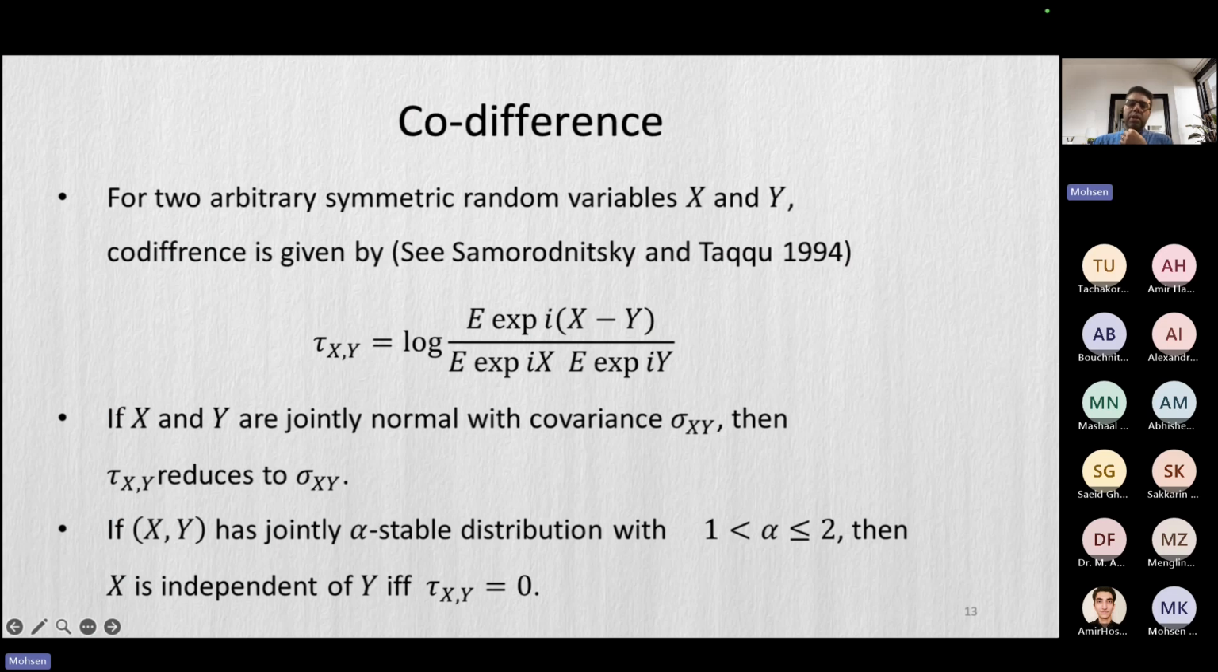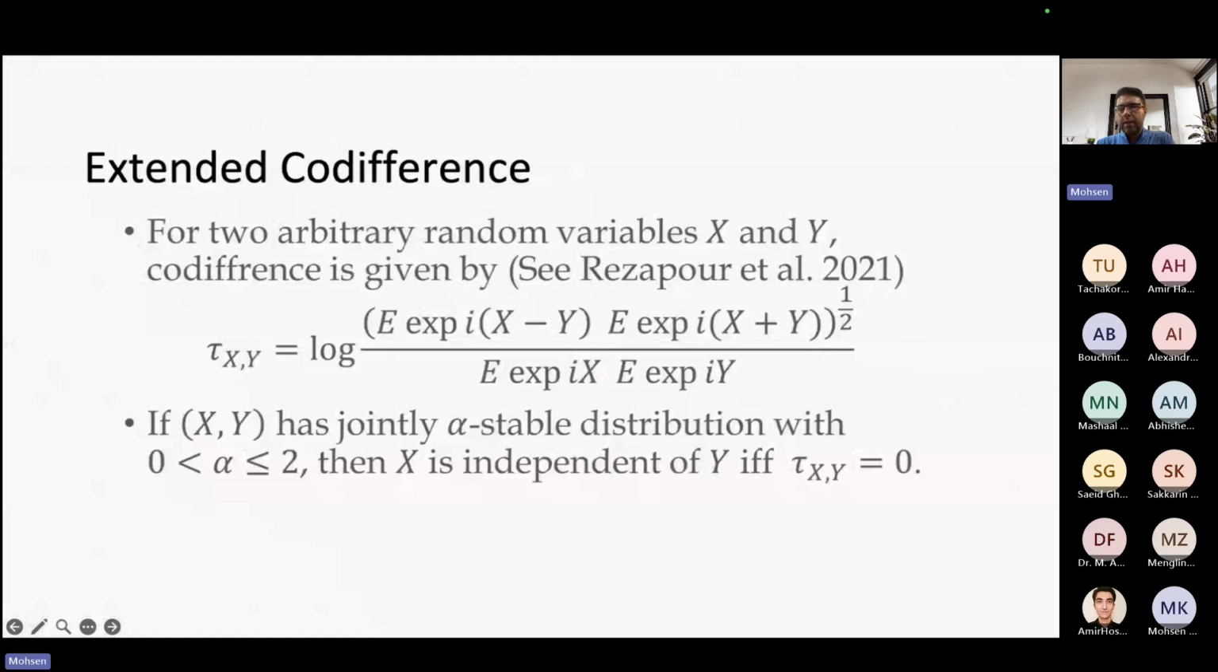What we can do, there are a lot of options here. One of the old ones is codifference, which means that instead of looking at the second moment for the calculation of the correlation, it looks at the characteristic function of the distribution. You can see here the formula is that instead of looking at the second moment, it looks at the characteristic function. Because the characteristic function always exists, the codifference always exists. There are some properties of the codifference. I don't want to jump into that.